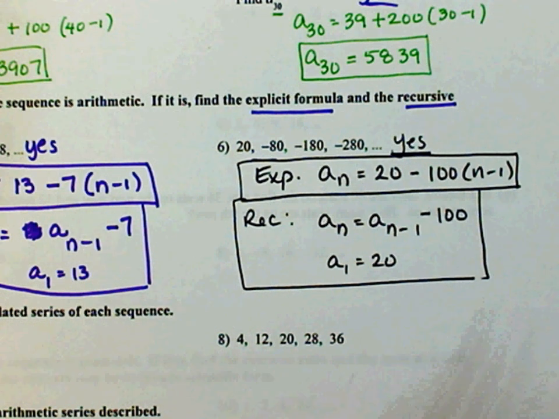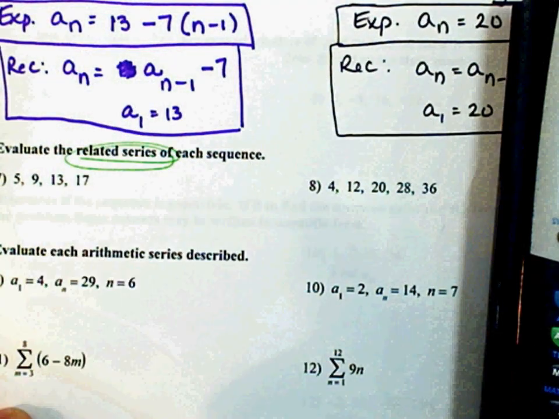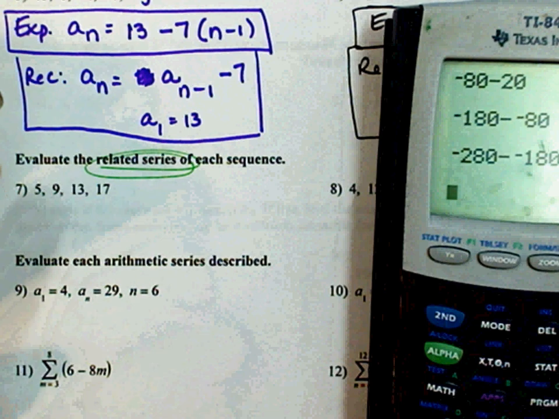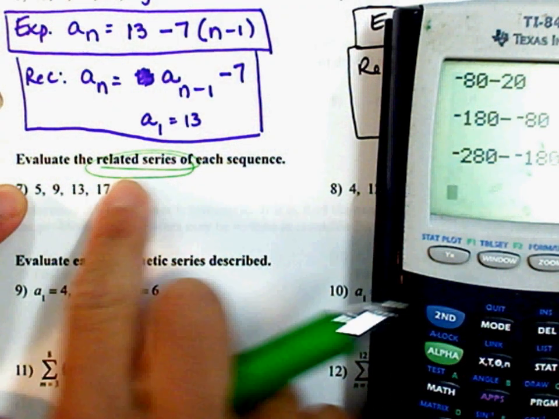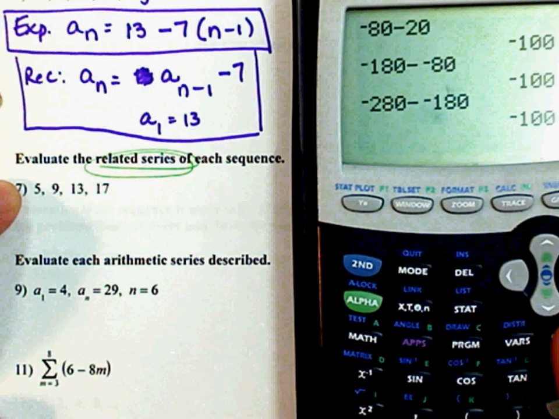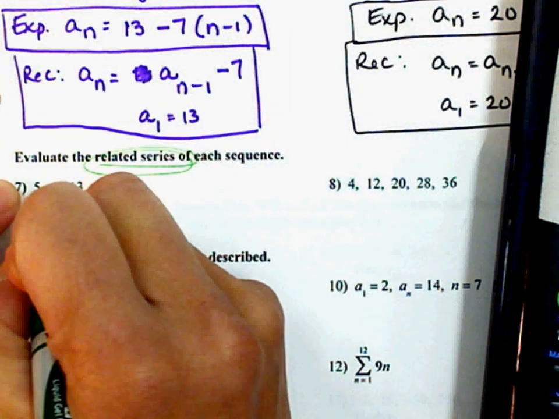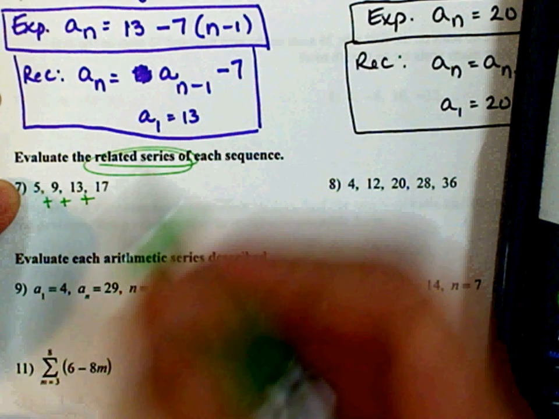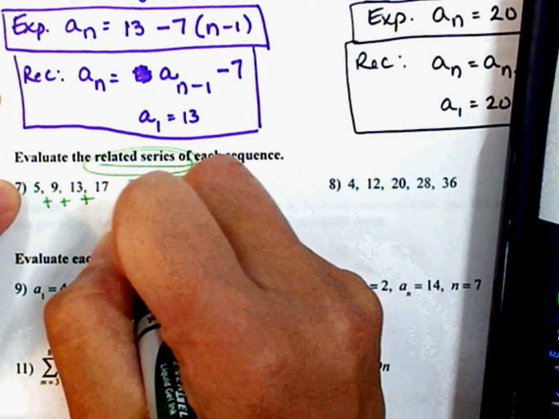Okay. All right, let's take a look at number 7. This one says, do what? Series. So evaluate a series. Look, these are all just a bunch of numbers. Series is a total of something. The easiest thing to do for those is you just add them together. 5 plus 9 plus 13 plus 17. So all you do is add these guys together, and when you do, you get 44. Don't forget to label. S sub n is 44.